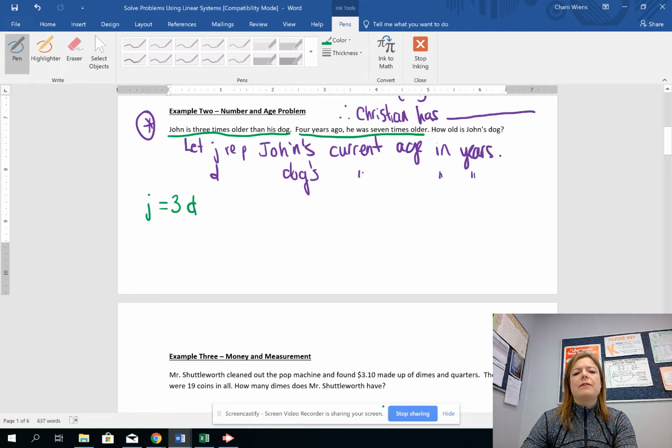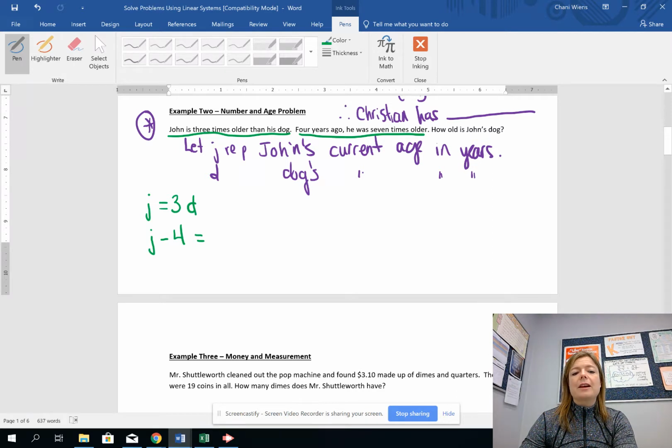So if the dog was 4, then John would be 3 times 4, which is 12. He's older. That's good. Now, it's the 4 years ago one that's tricky, because 4 years ago, how old was John? Well, John is currently J, so 4 years ago, he was J minus 4. So 4 years ago, he was 7 times older than the dog.